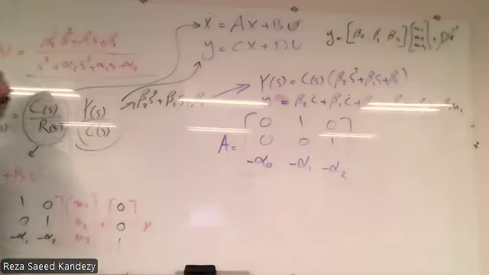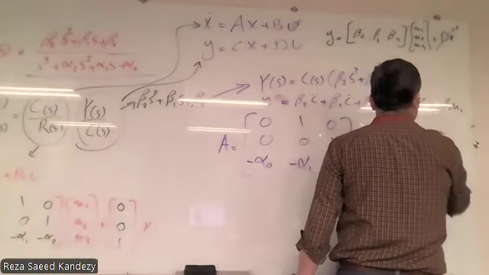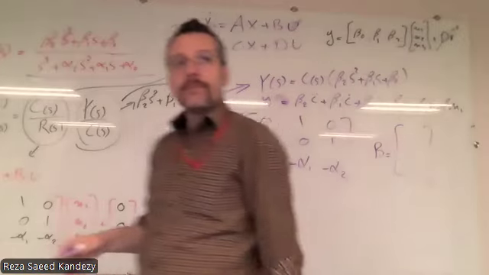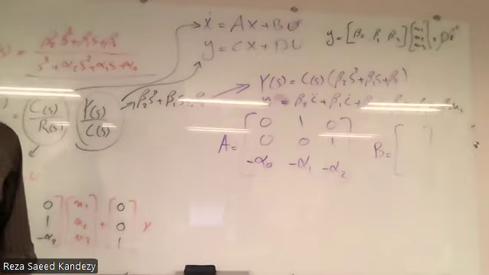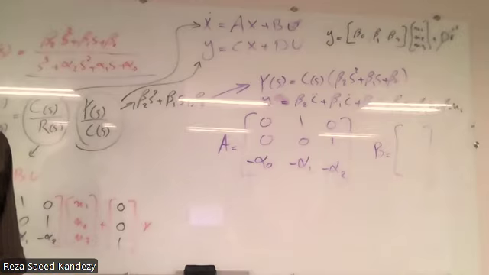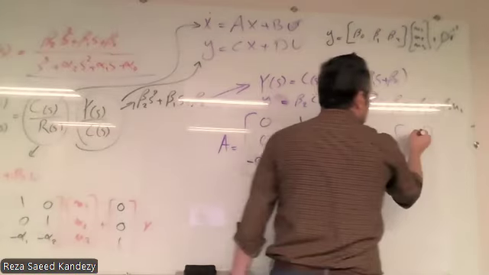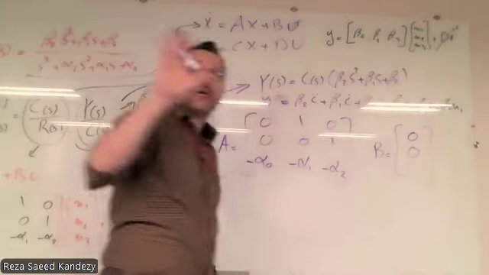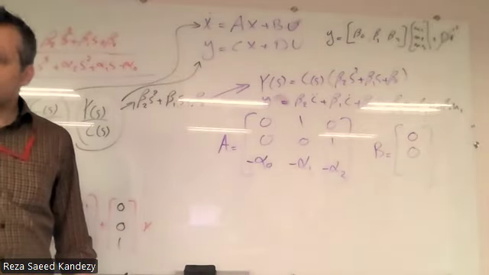Correct? Now, for the B, again, because of the definition of the state variables, we know already that x1 and x2, all the x's besides the last one, are not going to be affected by the input. So whatever we have here is 0. Only the last state variable has the input in it.